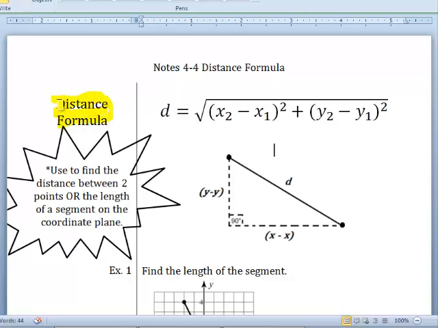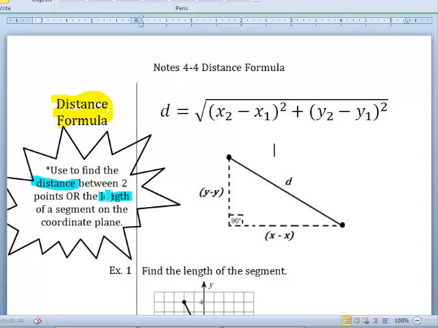All right? The distance formula is given to us as d equals the square root of x2 minus x1 squared plus y2 minus y1 squared. Again, the 2's and the 1's here, x2 minus x1, that just means like the second x minus the first x. The squared up top here is a mathematical operator. We actually square that. Okay, we use this distance formula to find the distance between 2 points or the length of a segment on the coordinate plane.